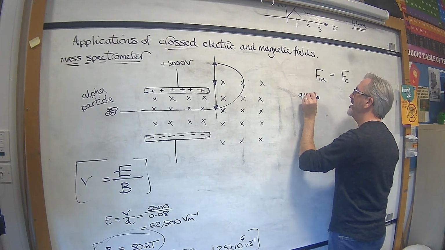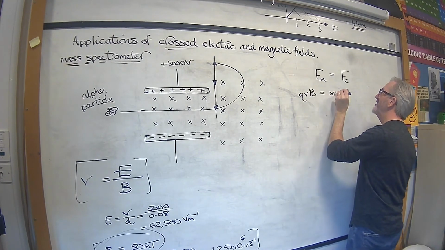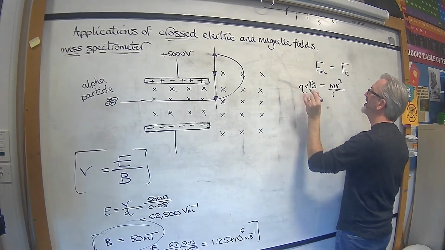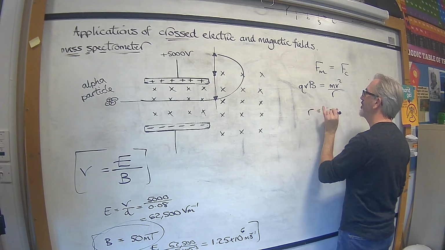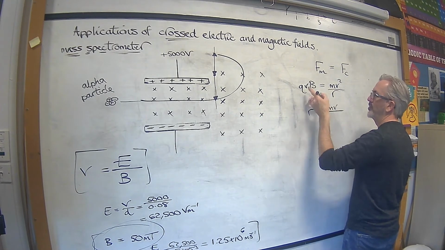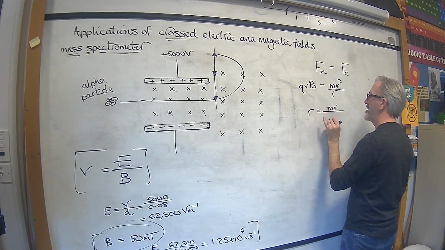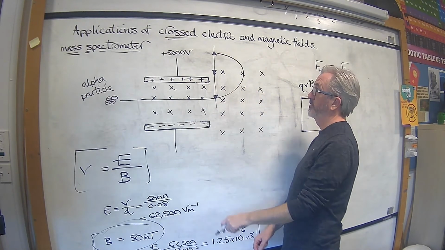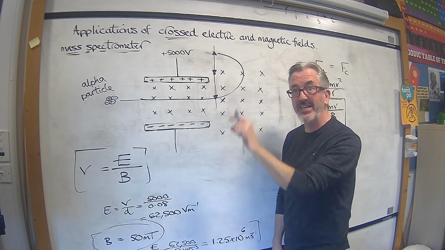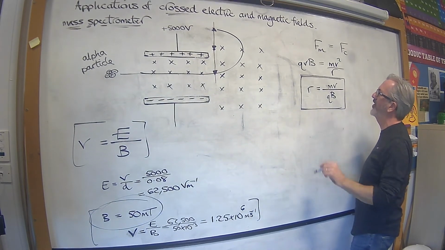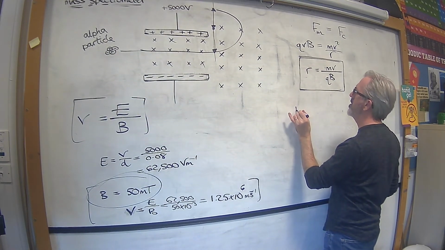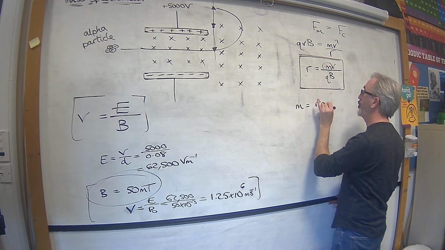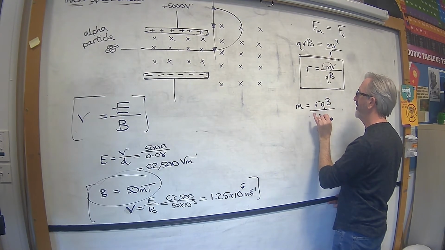So QVB is equal to mv squared over r. We've been here before. Cancel one of the v's, rearrange it, and we get r equals mv over qB. So if you measure that diameter and determine that radius, we could rearrange that equation even further. Let's get m on its own: m equals rqB over v.